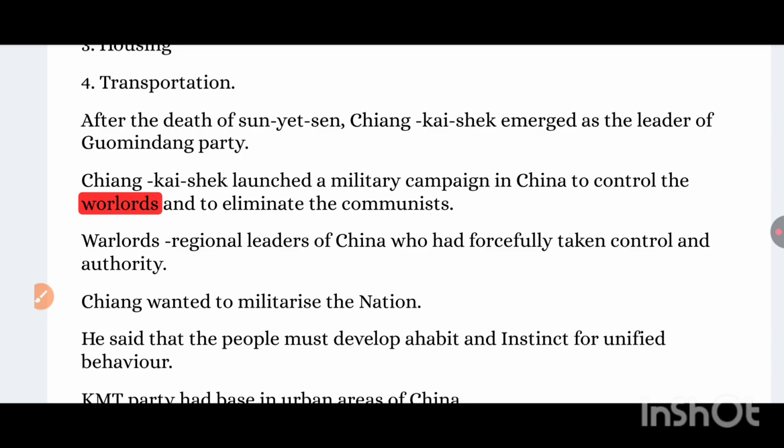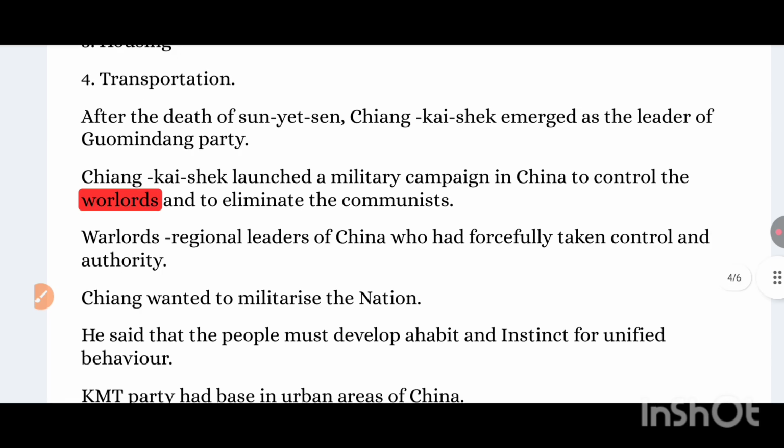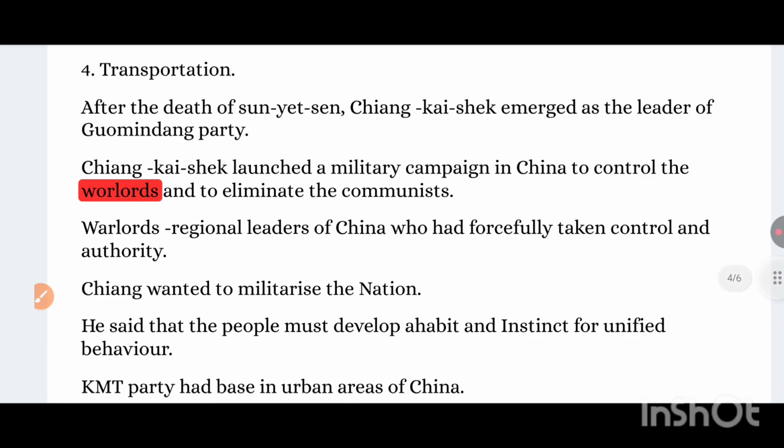Chiang Kai-shek wanted to militarize the nation. He said that people must develop the habit and instinct for unified behavior. Chiang Kai-shek wanted to develop habit and instinct for unified behavior.